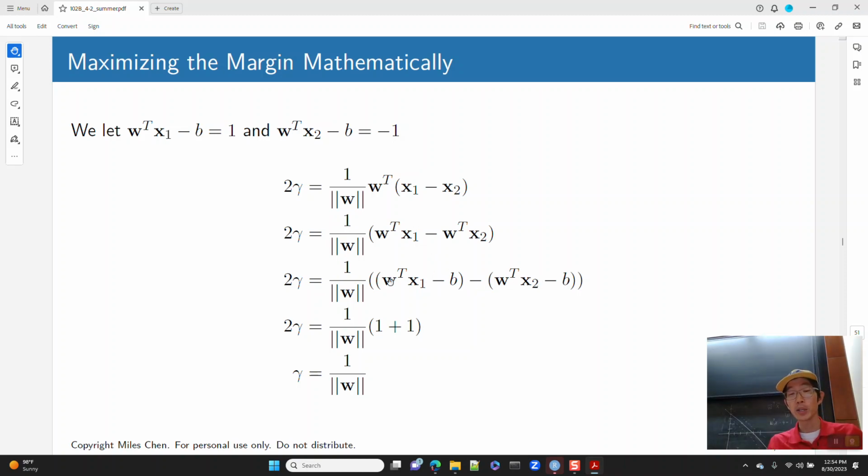This is the same. And we know that w transpose x1 minus b is going to equal 1 because x1 is on the positive side. And then we also know w transpose x2 minus b is on the negative side, so that's going to be equal to -1. So when I do that, I get 1 plus 1 over here. And so the distance, okay, gamma is going to be 1 over the norm w. That's how we get it here.